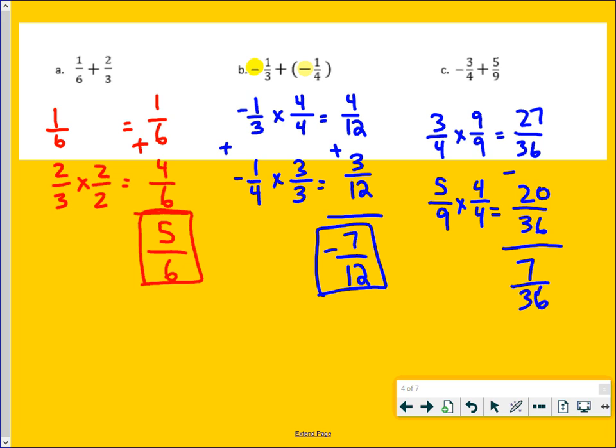And then we go to the beginning. Remember, this one is bigger. This one had the negative. So our final answer is going to be negative, because the absolute value of 3/4 is bigger. So there you have it. Hopefully you were able to get those right.